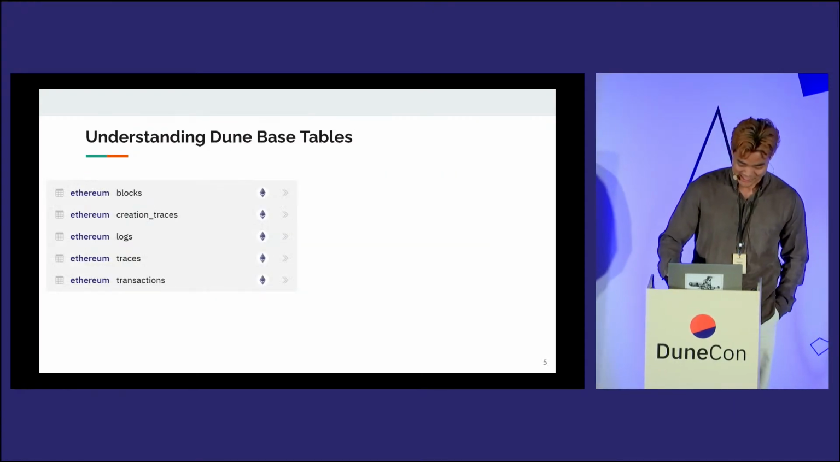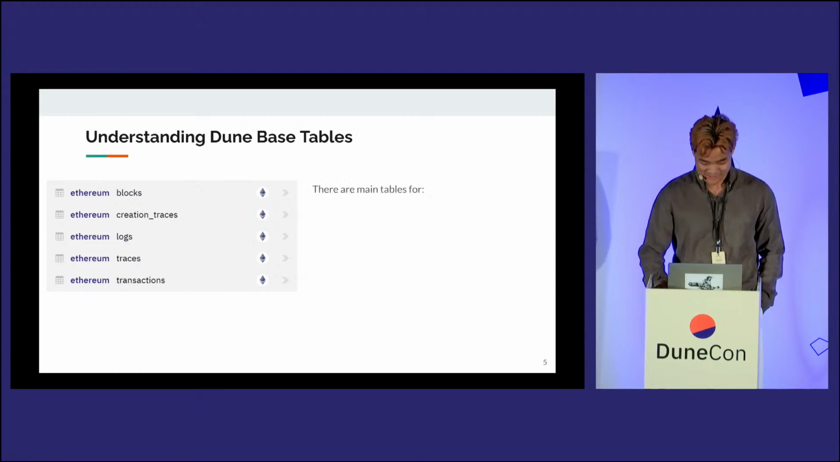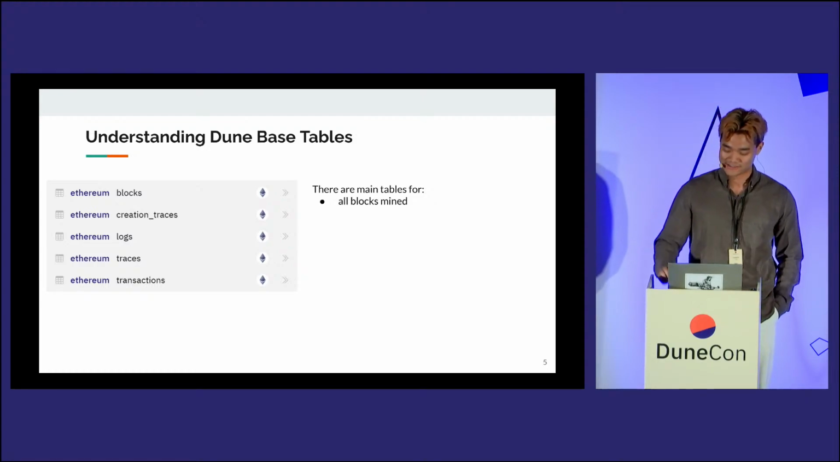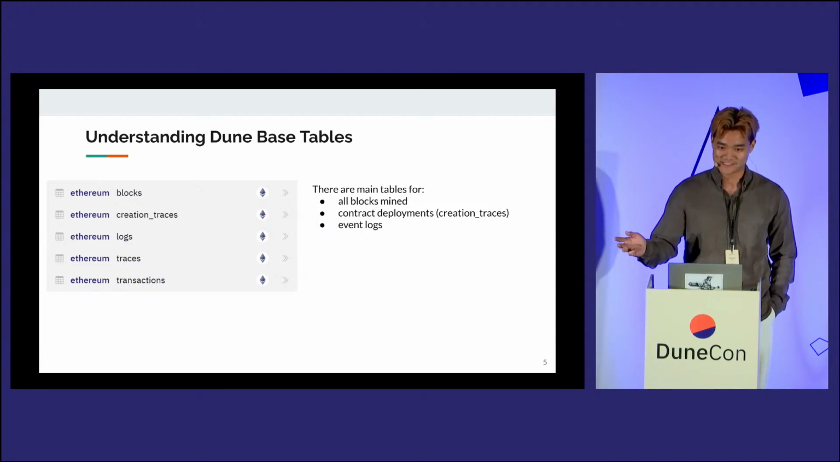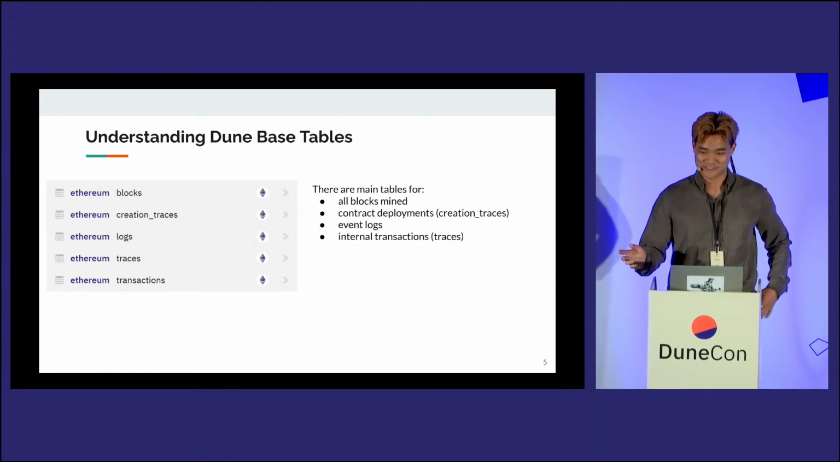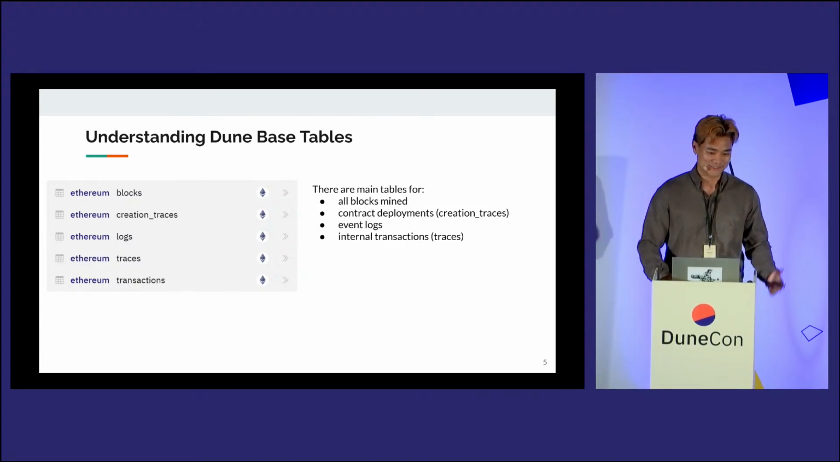So step 1 of that is Dune base tables. Again, hopefully you all know this by now, but there are main tables for knowing all blocks that are mined, who's mining those blocks, and when they were mined. There are contract deployments. There are event logs. Again, events are emitted whenever someone executes a transaction, like swapping on Uniswap. There are internal transactions, which is when a contract calls another contract. That data is also stored.